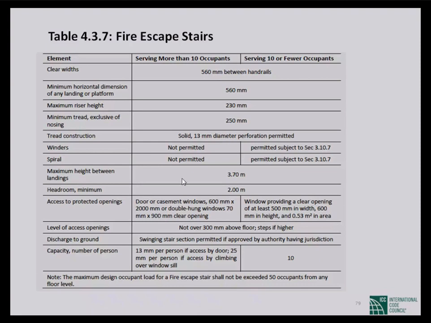But one thing in the note, I think, is wrongly written. You can read that later, right? I'm very worried about this line. I'm not sure about this, but it is written here: the maximum design occupant load for a fire escape stair shall not exceed 50. I think it is 50.